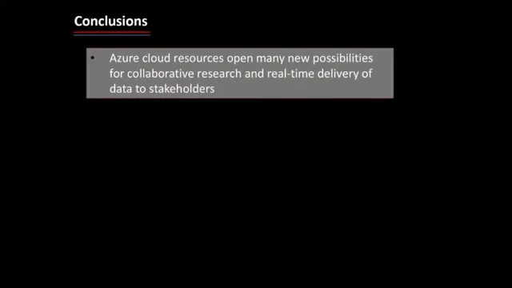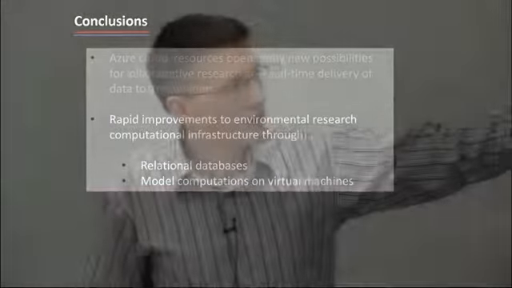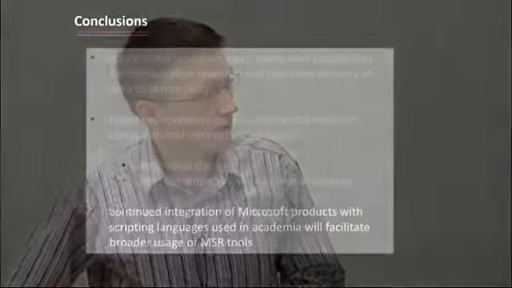So I'll just wrap up with a few summary points. I think these cloud resources are opening a lot of opportunities for collaborative research, real-time delivery of data to our stakeholders. Two main ways that we can improve things really quickly is more scientists using relational databases, and if we start putting our computations into virtual machines, I think that can help us get a lot of our work accomplished.